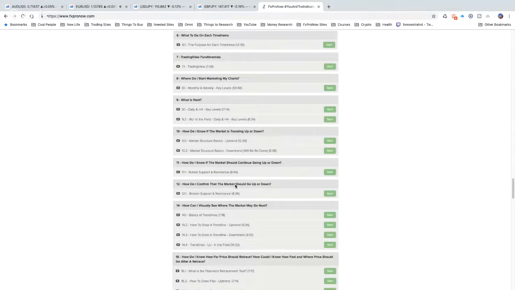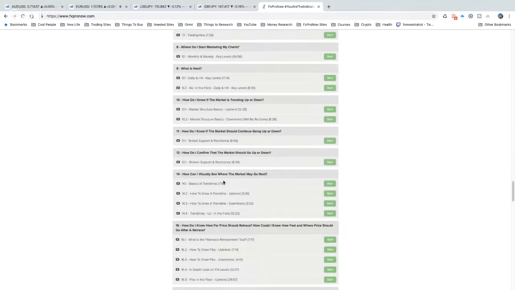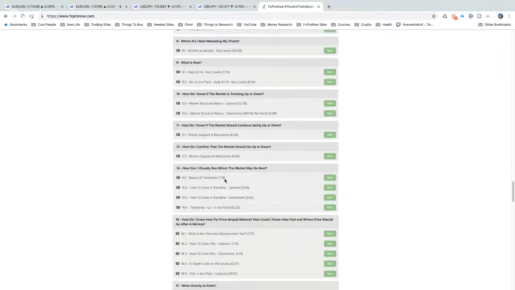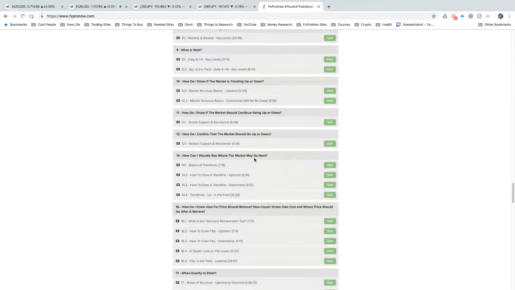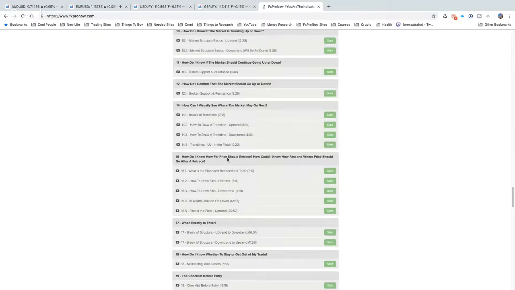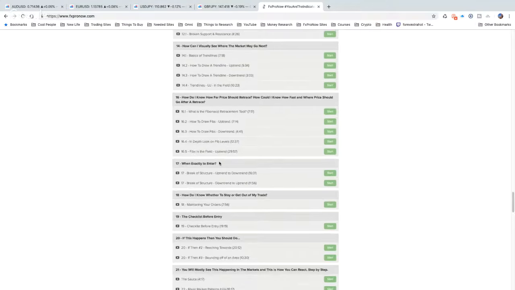How do I confirm the market should go up or down? How can I visually see where the market may go next? How do I know how far price should retrace? And then from there, how could I know how fast and where price should go after it retraces? When exactly do I enter?